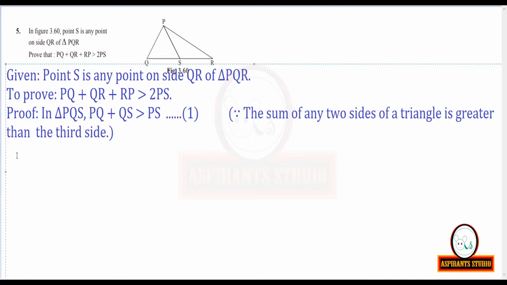Actually, this is the first inequality because we have the greater than sign. Take it to be the first inequality. Similarly, in triangle PSR, the sum of any two sides of a triangle is greater than the third side. So, SR plus PR will be greater than PS. Take it to be the second inequality.